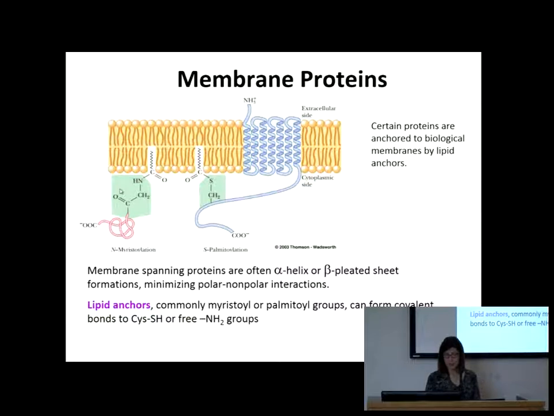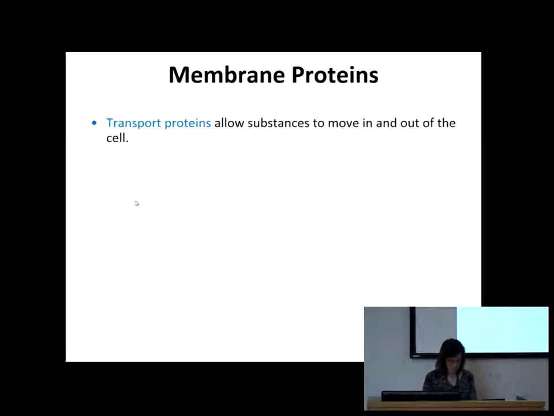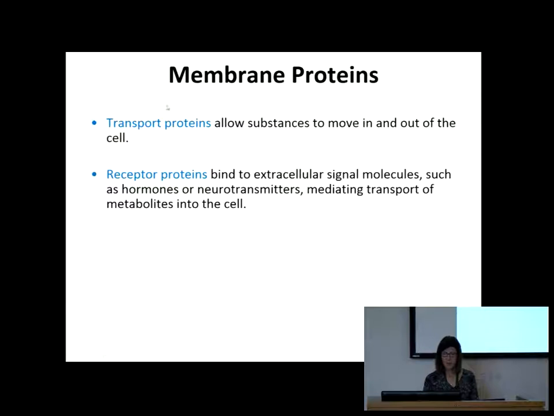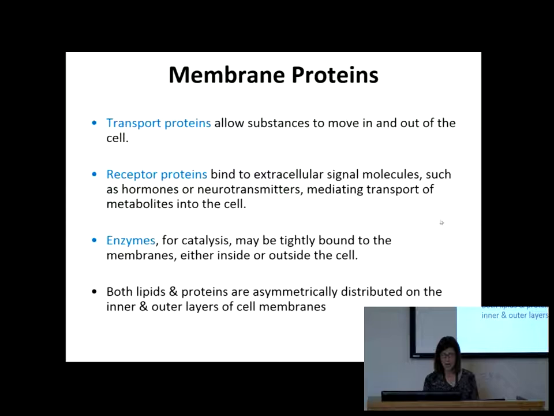We can have other things going on as well. I'm not going to talk about transport proteins yet, but we're going to talk about membrane transport later on. But we can have transport proteins that allow substances in and out, or receptors that bind to signal molecules that will tell the cell what's in the environment. We can have enzymes attached to the membrane, either inside or out.